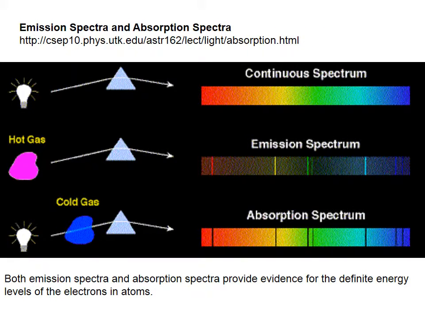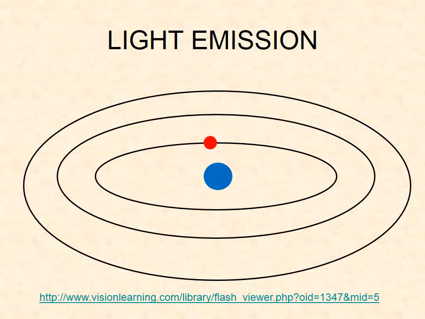When white light passes through a prism, it splits into a rainbow of colours. When light is emitted from a hot gas, as it passes through the prism, we see distinct lines. This is called an emission spectrum, and each element has a distinct spectrum. If, on the other hand, we pass light through a cold gas, then some of the energy is absorbed and we see what we call an absorption spectrum, which is almost the mirror image of the emission spectrum. Each element has a specific absorption spectrum and a specific emission spectrum.